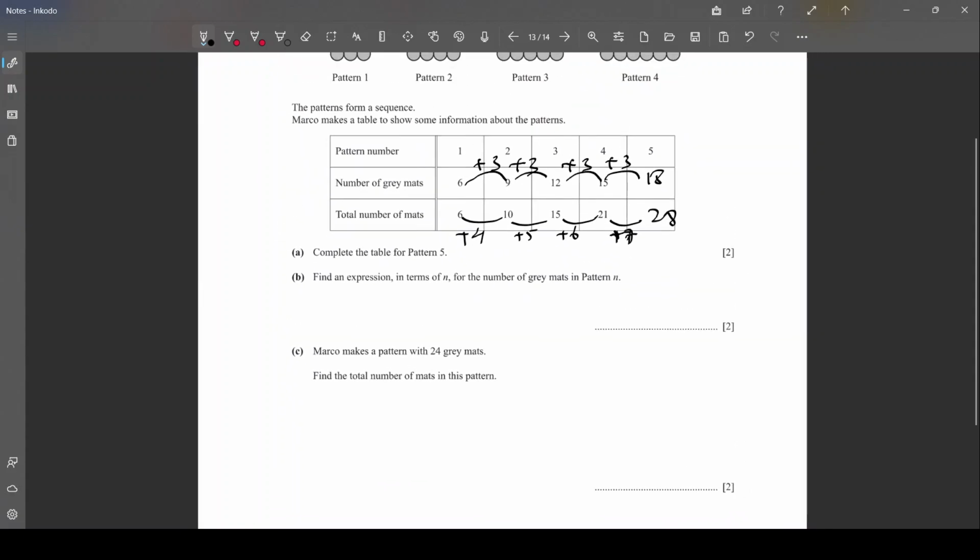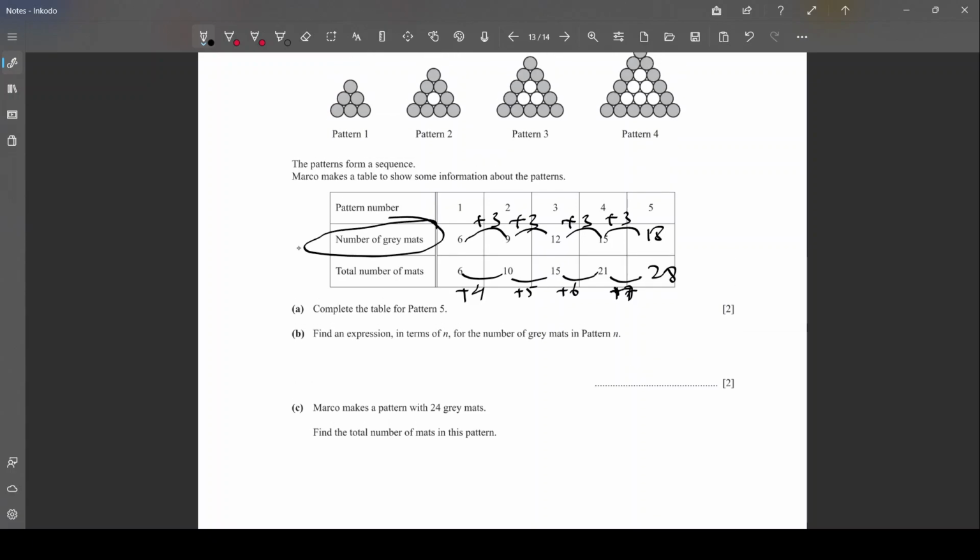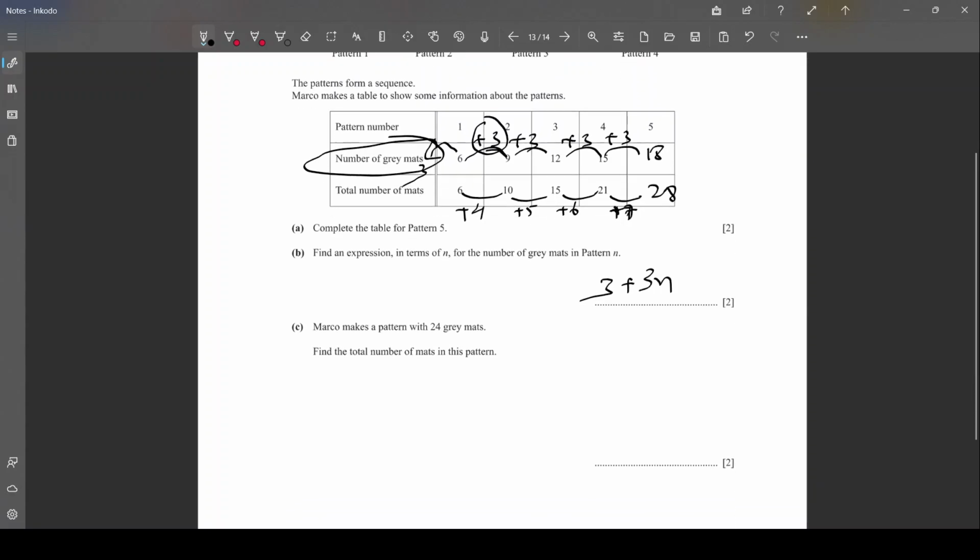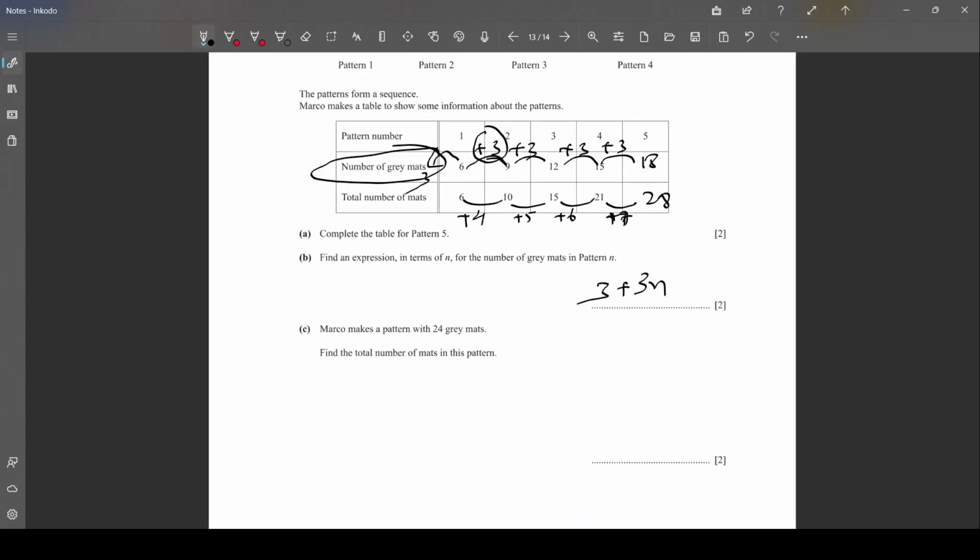Pattern is finished. Find an expression in terms of n for the number of gray mats in pattern n. We have to find the expression for the number of gray mats. What is the previous number? Because we are adding 3, going left we subtract 3. 6 minus 3 is 3. So the previous term is 3, and we write n with this common difference, 3 plus 3n. Okay, that is the nth term for gray mats.